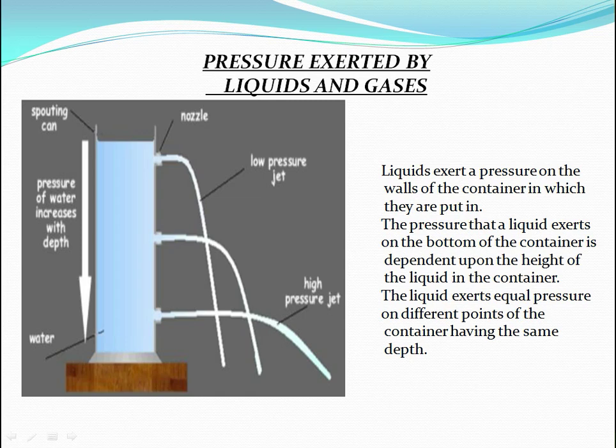Here on the screen you can see the picture of a container which is filled with water, and 3 holes are made at different heights. So you can see the flow of water. There is a difference in the flow of water. Why is it so? The pressure that a liquid exerts on the bottom of the container depends upon the height of the liquid in the container. The liquid exerts equal pressure at different points of the container having the same depth.